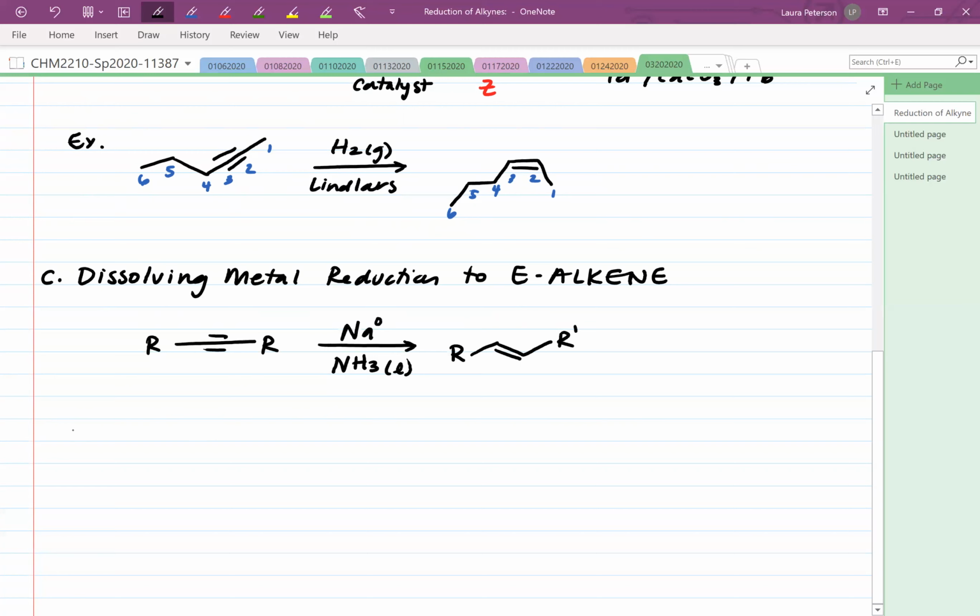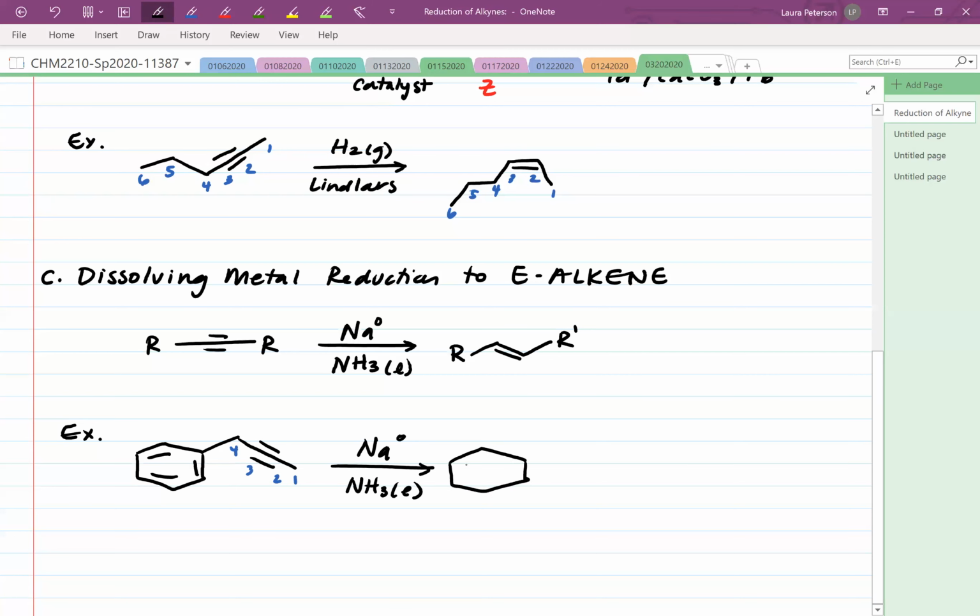Okay, so let's go ahead and look at one example of this reaction, and then we'll finish up this chapter by talking about synthesis. Okay, so let's look at that, and we're going to number the carbons of our carbon chain outside of benzene. Our conditions are sodium 0 and liquid ammonia. All right, so then in the products, we should have a 4-carbon chain. Our alkene should be between carbons 2 and 3. And so notice how we have formed an E alkene or a trans alkene.